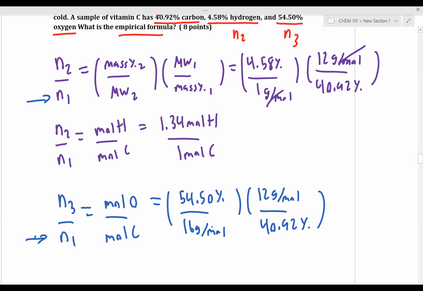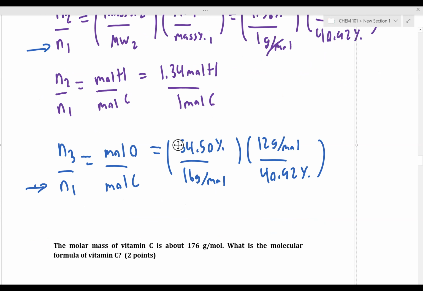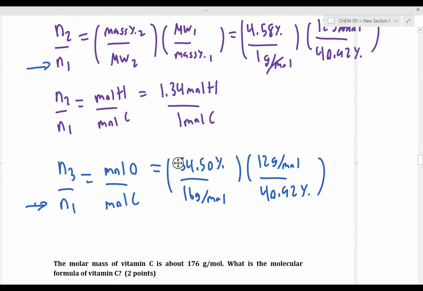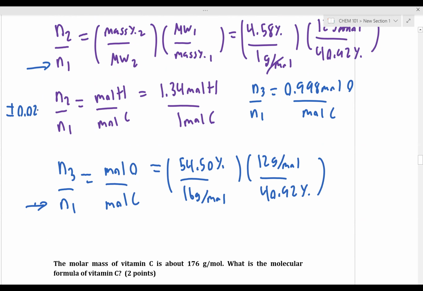Does that make sense? We're using the exact same equation, except we're plugging in the mass percent and molar mass of element 3 instead. So N3 over N1, if we punch this into our calculator, is 54.50 over 16 times 12 divided by 40.92. That in turn gives us 0.998 moles of oxygen per mole of carbon. And our rule is if we're within 0.02, then you can round. Otherwise, you cannot.